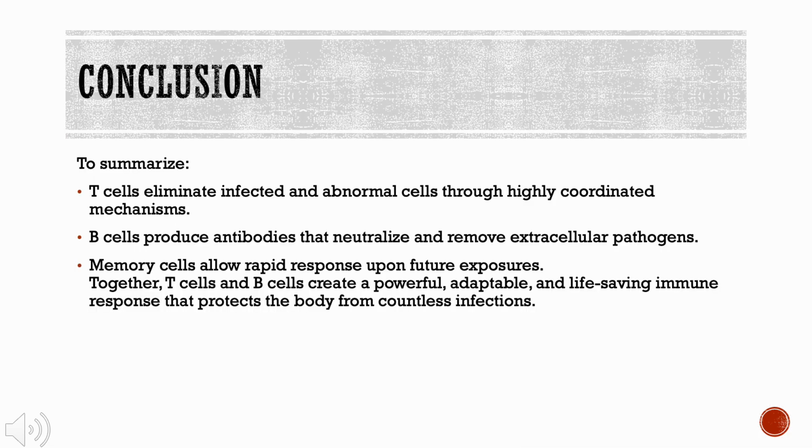To conclude, adaptive immunity is essential for protecting the body from infection. T cells identify and destroy infected cells, while B cells create antibodies that neutralize pathogens. Together, they form a highly specialized defense system that learns and improves over time. Understanding how these systems function not only deepens our appreciation of the immune system, but also strengthens our ability to promote public health and prevent disease.